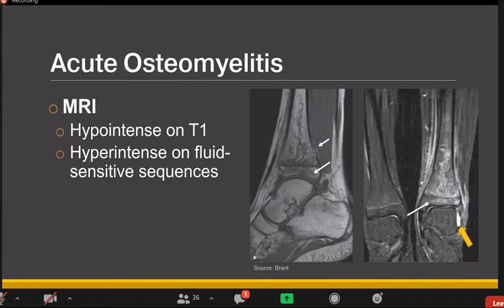An MRI would better show the osteomyelitis. It would appear as hypointense on T1 and hyperintense on fluid-sensitive sequences. This sagittal T1 weighted image and coronal fluid-sensitive image here show abnormally low signal intensity in the distal tibial metaphysis with adjacent soft tissue edema. And if we look at the yellow arrow, we can also see there's a small ankle joint effusion.